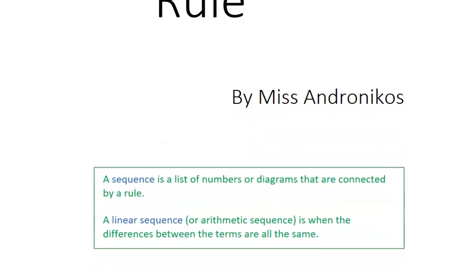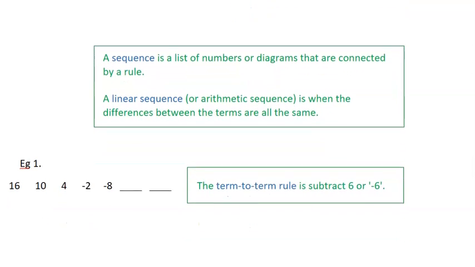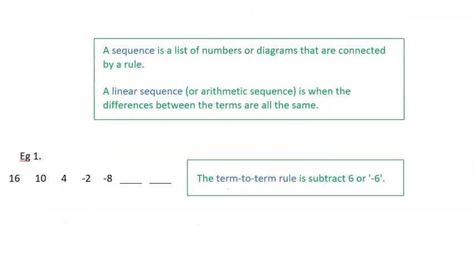So a sequence is a list of numbers or diagrams that are connected by a rule. Linear sequences are when the differences between the terms are all the same. So when we consider a term-to-term rule, here on the left we have a sequence of numbers. One of these is what we consider a term.